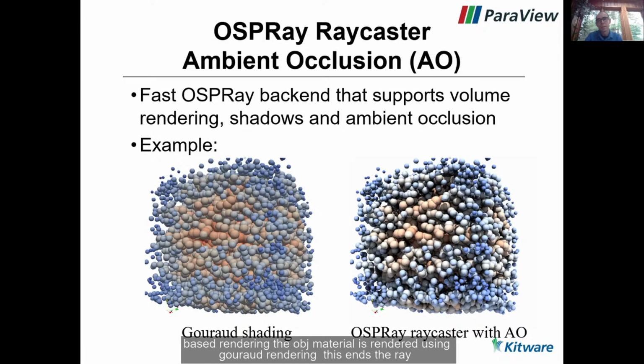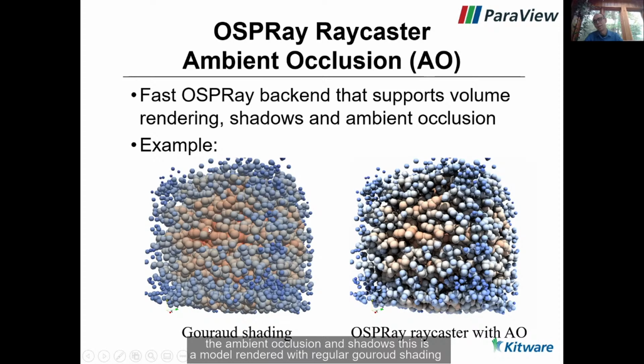So this ends the ray tracing part. Wanted to also mention another backend that Osprey has. This is the Osprey raycaster, which behaves like the regular OpenGL Gouraud shading, but it has a few more features. You can have shadows and you can have ambient occlusion.